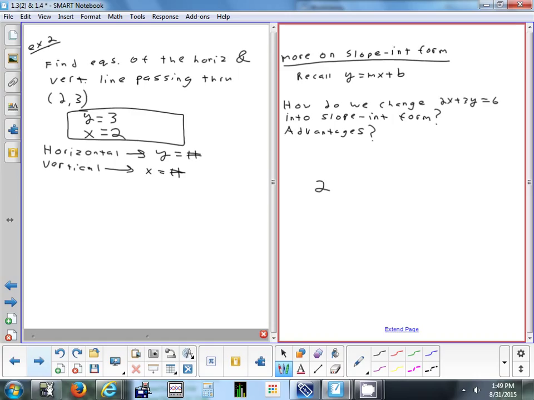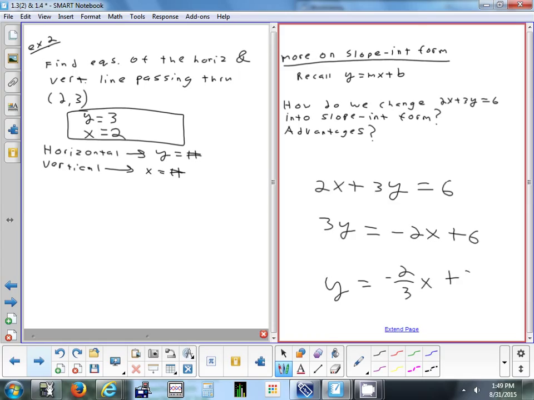Okay, how would you take this and change it into slope-intercept form? Well, you don't have to tell me step by step. The goal would be to just do what? Get y by itself. Yeah, we get y by itself. Okay, when you move things around, try to write it in mx plus b order. And this is how you'd write it.